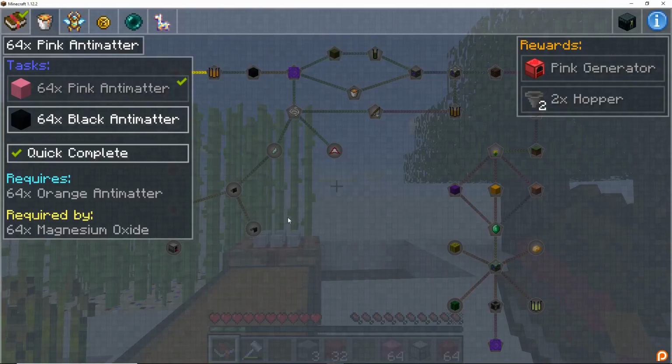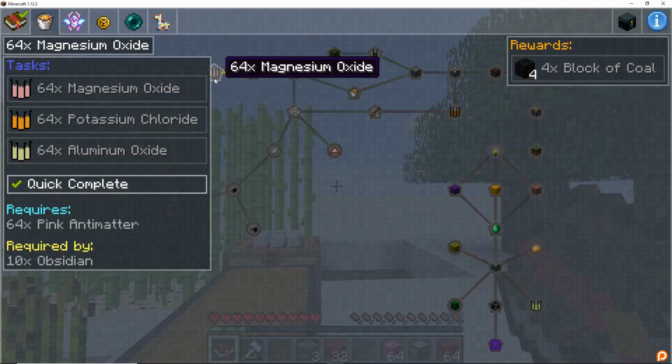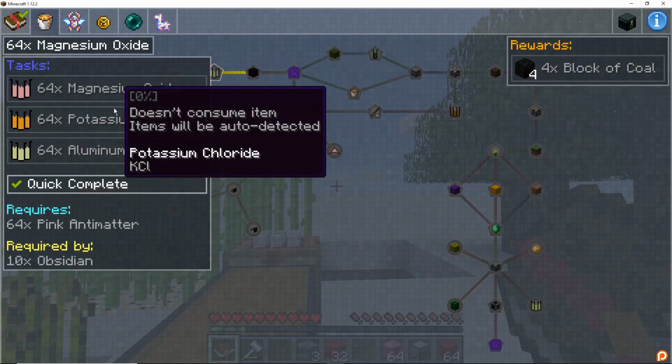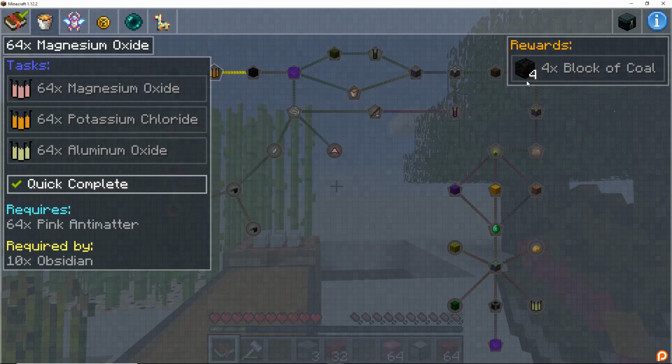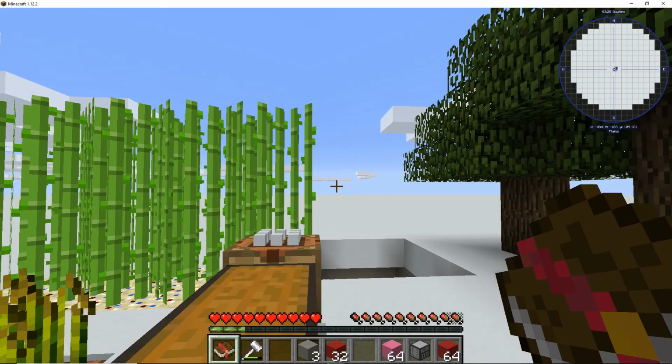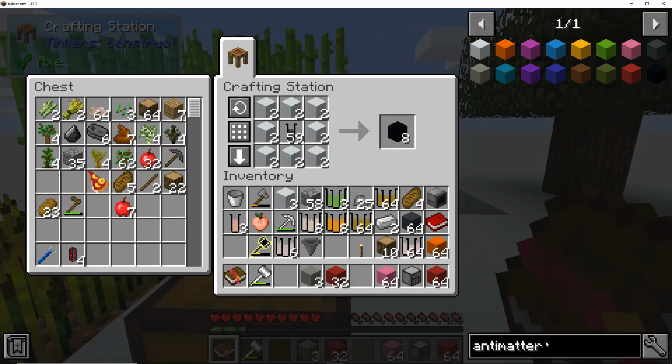Okay, I might have to go because I have to go and get dinner ready. Here I need some magnesium, potassium, and aluminum oxide. Okay, so we can get block of charcoal of coal. Ooh, nice. Block of coal. Is there a way to do coal in this thing?